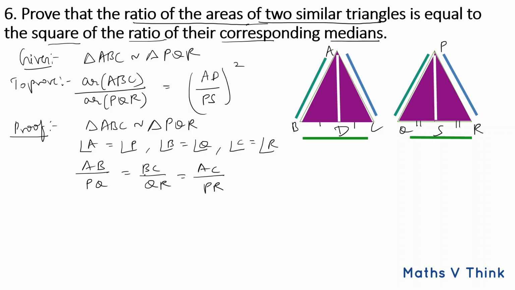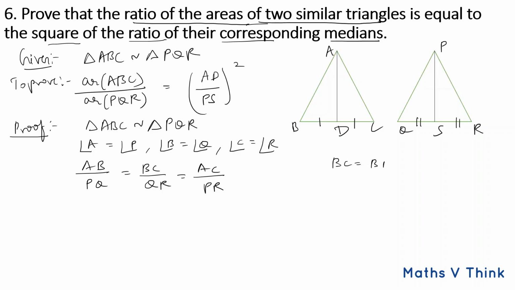Now, in place of BC and in place of QR, we need to substitute. So we know BC is equal to BD plus CD, and CD is equal to BD. So in place of CD, I'll be writing BD. So we get BC is equal to 2BD. Same way for the median PS, we'll be getting QR is equal to 2QS.